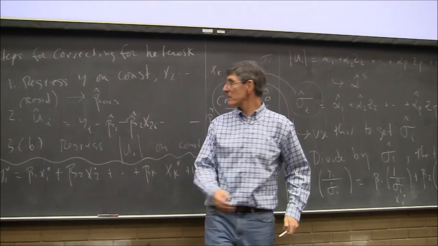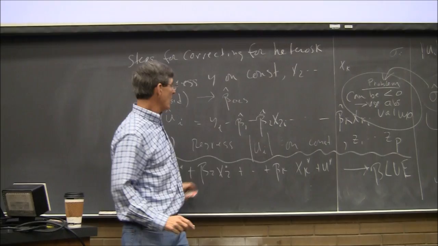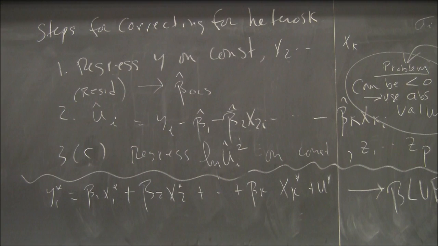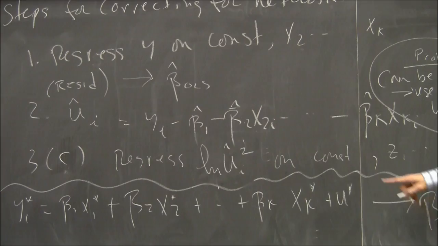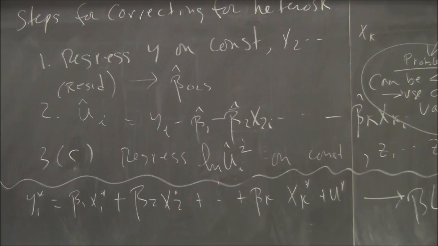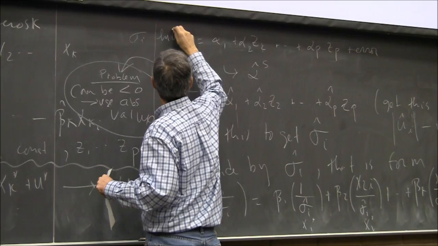Well, let's do model C just while we're here. What's C? What do we want here? Natural log. We want the log of u hat i squared. So this will be here the log of u i hat squared.